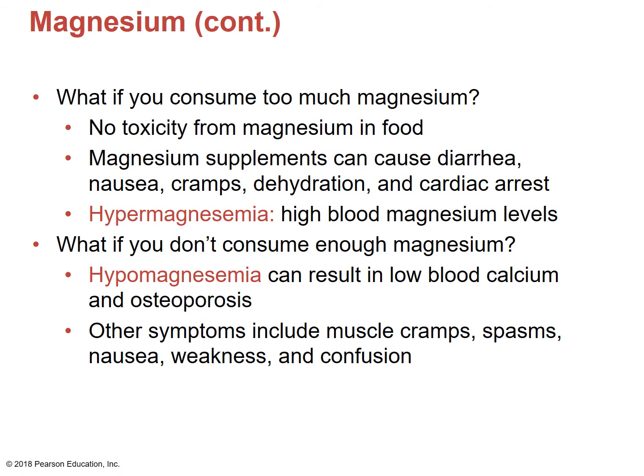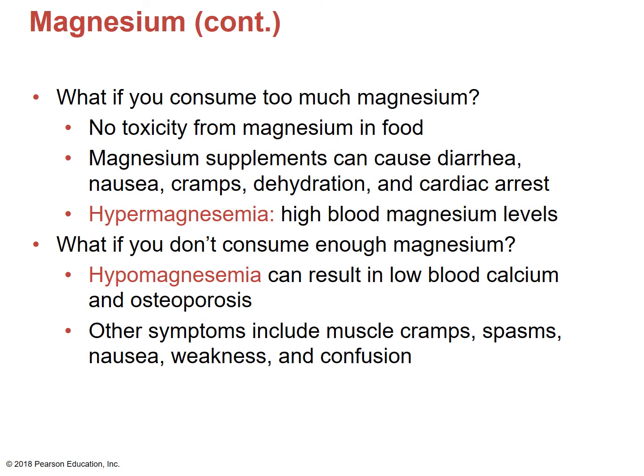Hypomagnesemia, or low blood magnesium, results from magnesium deficiency. This condition may develop secondary to kidney disease, chronic diarrhea, or chronic alcohol abuse, and as a result of low dietary intake of magnesium. Low blood calcium levels are a side effect of having low magnesium levels.